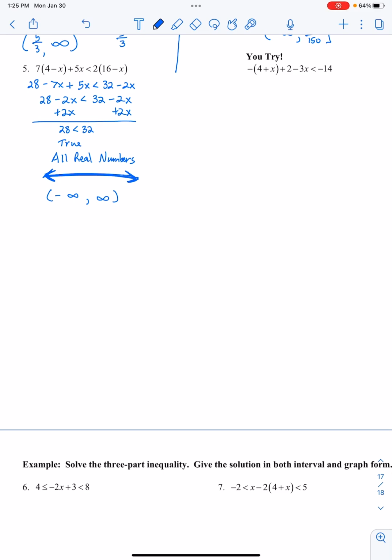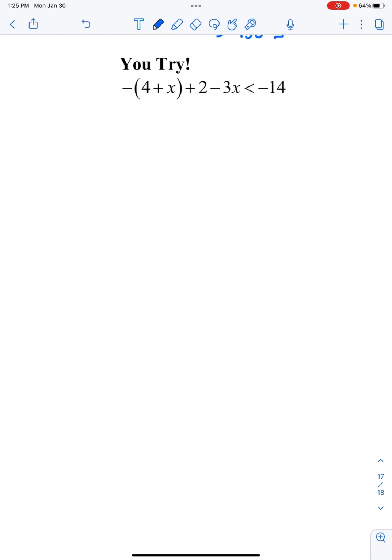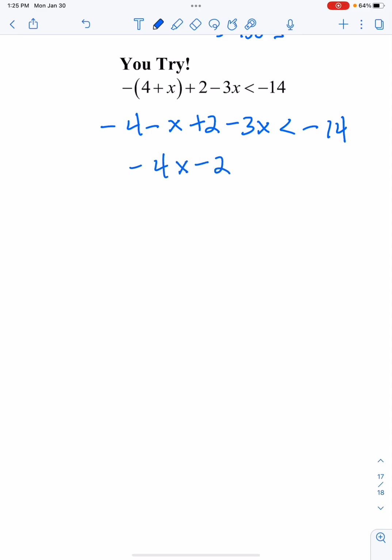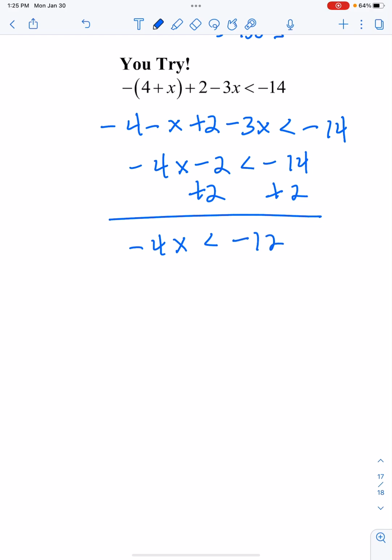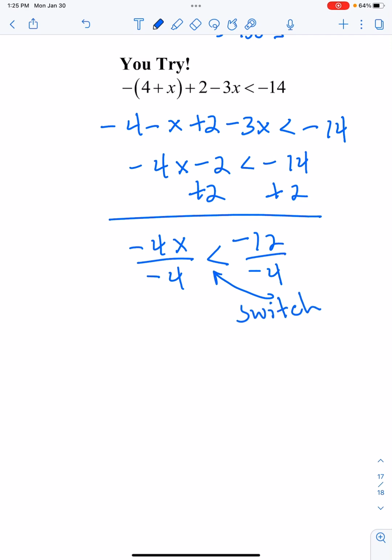The Try problem, we would begin by distributing our negative. So we get negative 4 minus x plus 2 minus 3x is less than negative 14. We'd get negative 4x minus 2 is less than negative 14. Add our 2. So we get negative 4x is less than negative 12. Divide both sides by negative 4. When you divide by a negative, you have to switch the direction of the inequality symbol, so we get x is greater than 3.